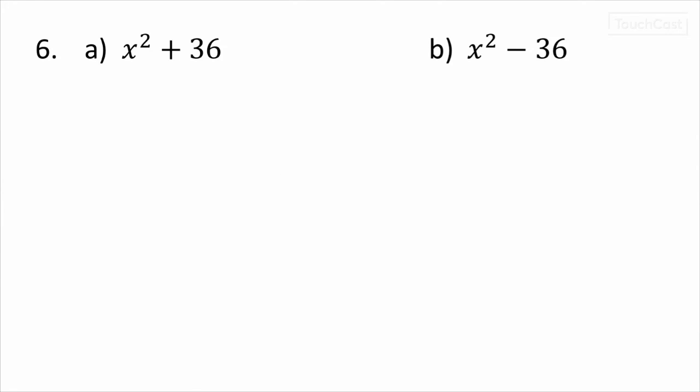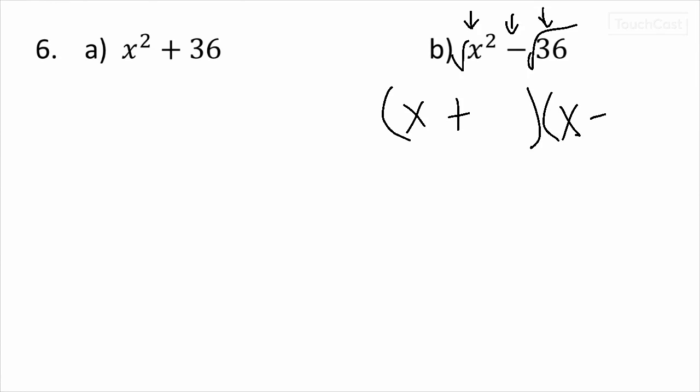All right, so this is a square, that's a square, this is negative, so yes, take the square root. The square root of x squared is x. One's going to be positive, one's going to be negative. Square root of 36 is 6. And again, easy peasy, lemon squeezy.